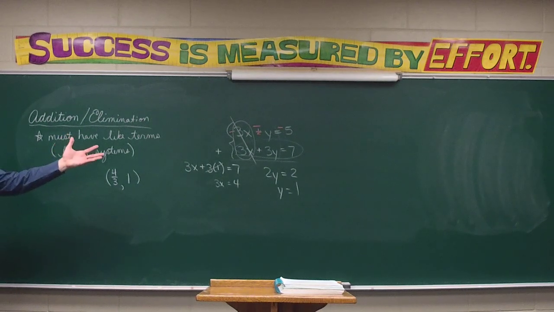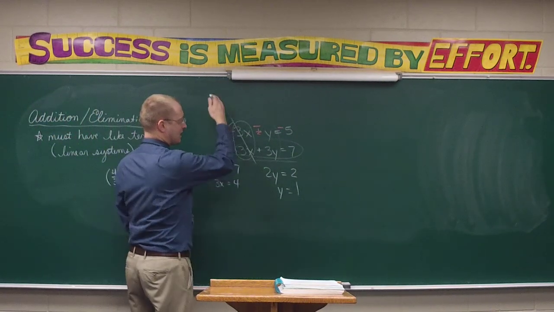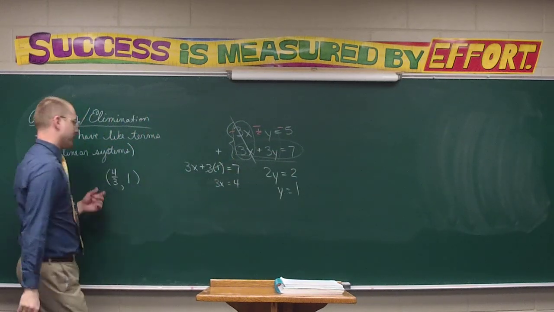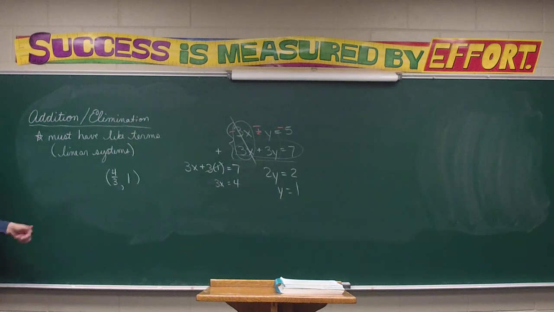And look at how little work I had to do. Change signs. Cancel. 2y equals 2, y is 1. Boom. Plug in a 1. X is 4/3. We're done. No Cartesian plane, no nothing, super easy.